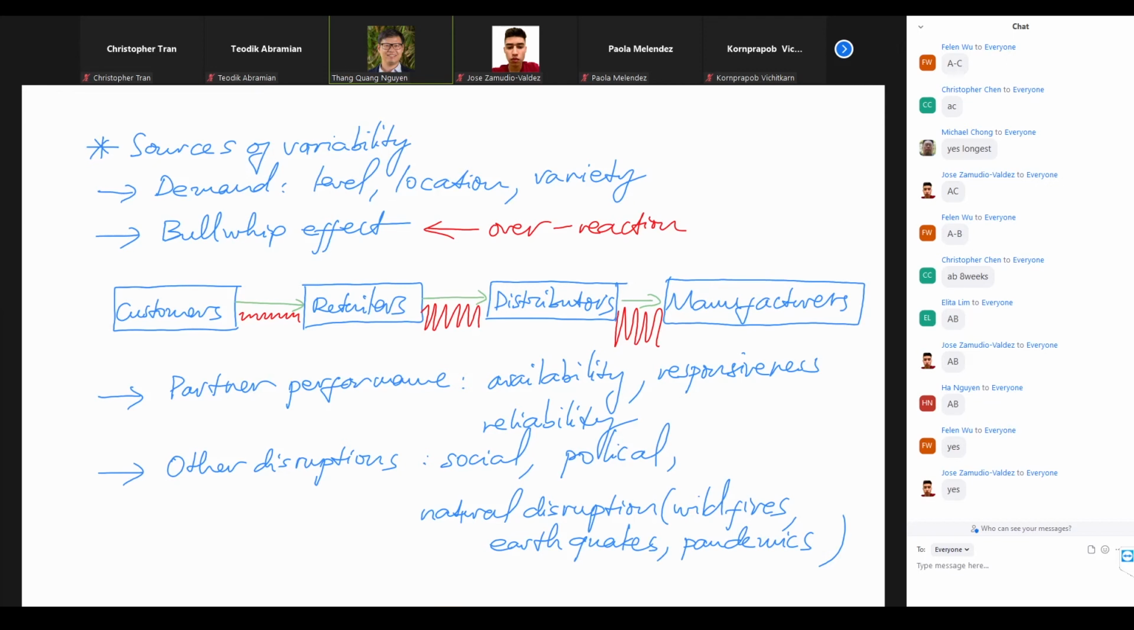Hopefully, it's not because of the money. It's just because of the real demand that we have more than before. And hopefully, on the supply side, they can straighten out the disruption, right? So that they can supply more. Okay, so that's another big topic of the sources of variability. Right? As a manager, you need to be aware, to be conscious about these possible disruptions to plan ahead.